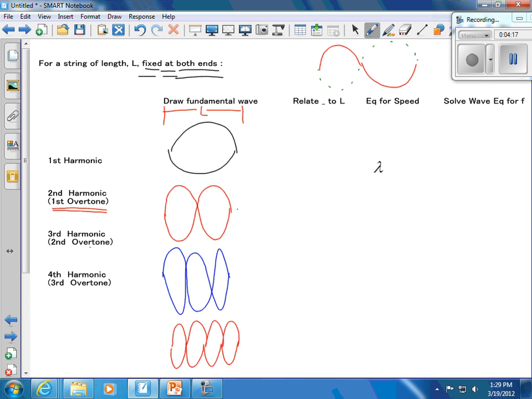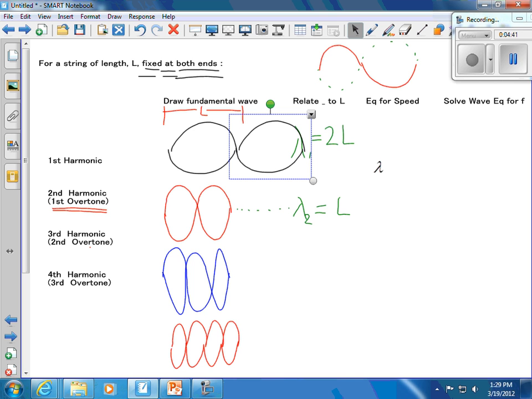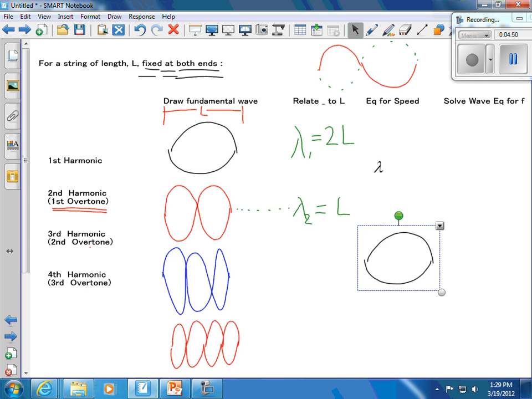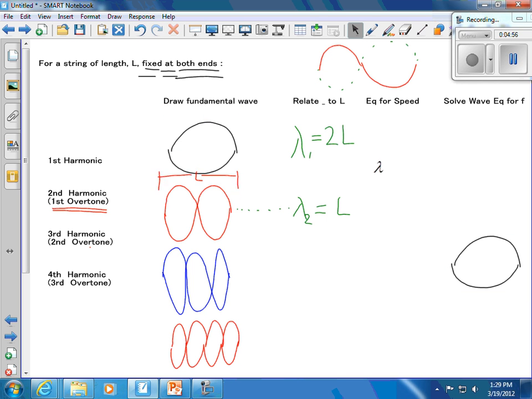So this is the pattern. The second harmonic is the pattern where lambda 2, for second harmonic, is equal to the length of the string. But for the first harmonic, the wavelength is twice as long as the string. Because if the string has a length L, it would take 2 of these footballs to make a full wavelength, and 2 footballs are twice as long as the length of the string, because 1 football is the length of the string for the first harmonic. But with the second harmonic, maybe this is a better way to do it. This is the length of the string.